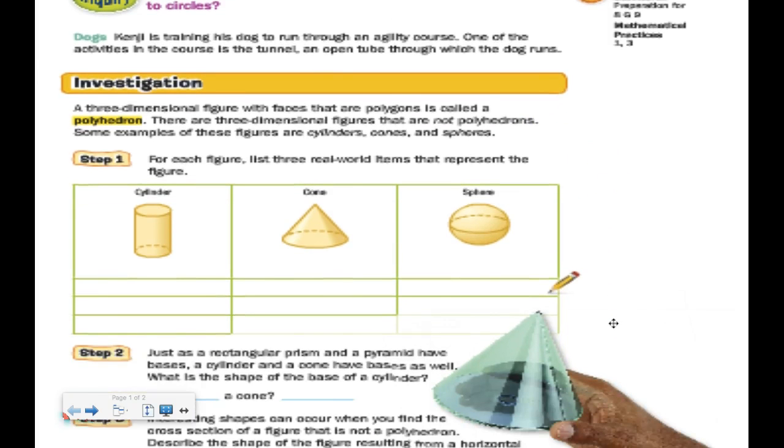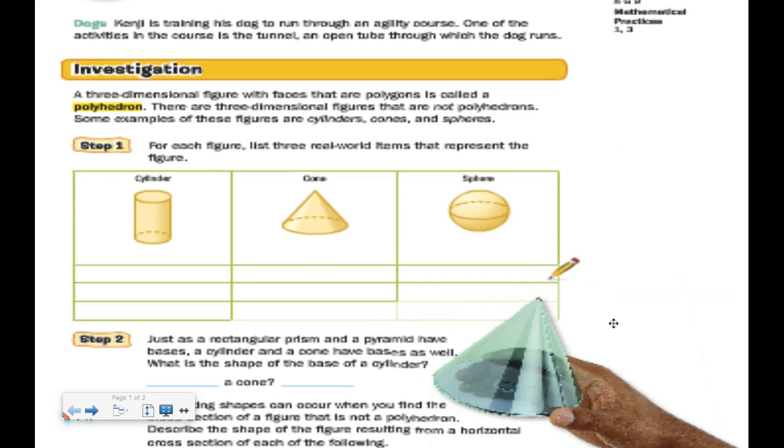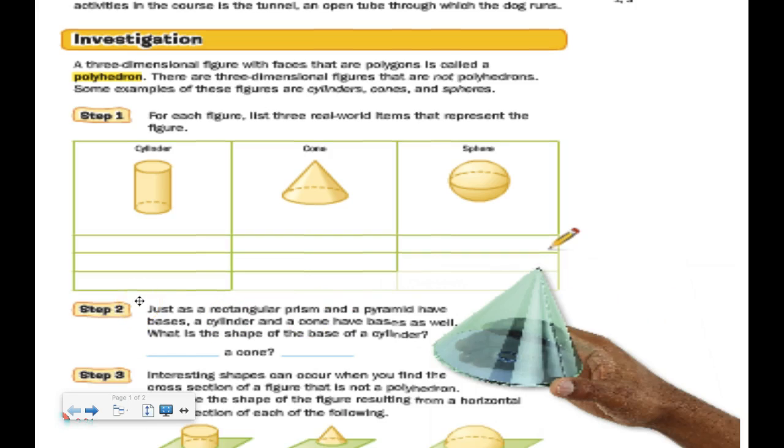First, let's do a little bit of brainstorming. Hopefully you have some familiarity with real-world objects that would represent each of these shapes. Cylinders, most people think of some kind of can, whether it's a can of soda or a can of soup. Definitely any type of can would be applicable there.